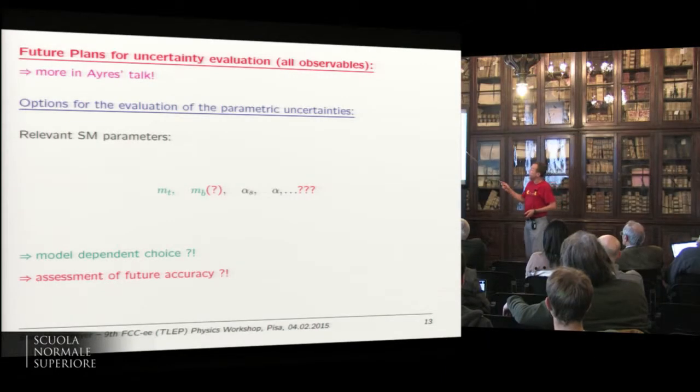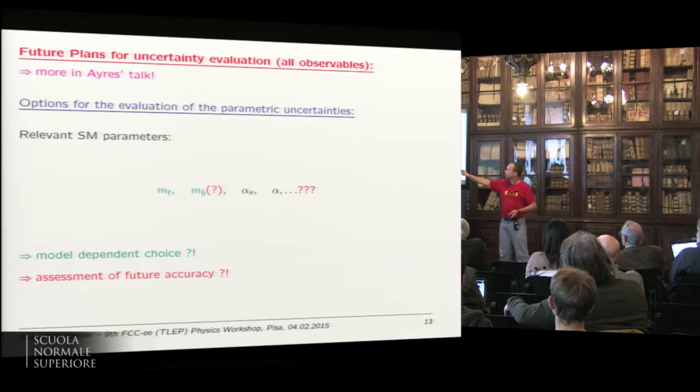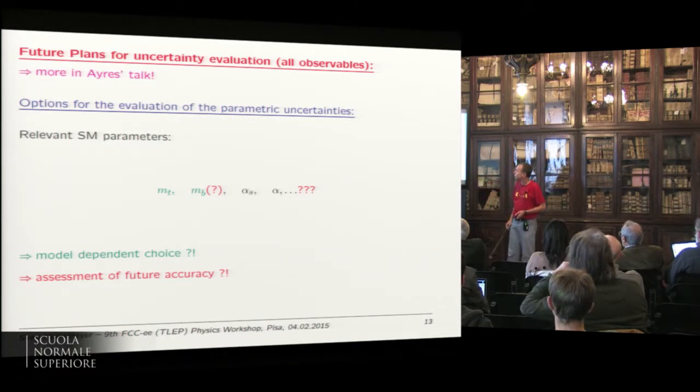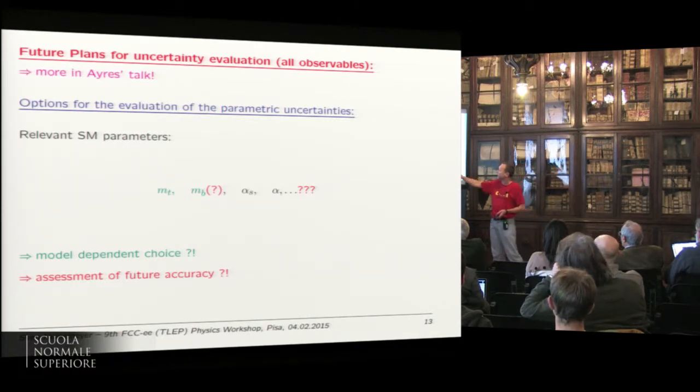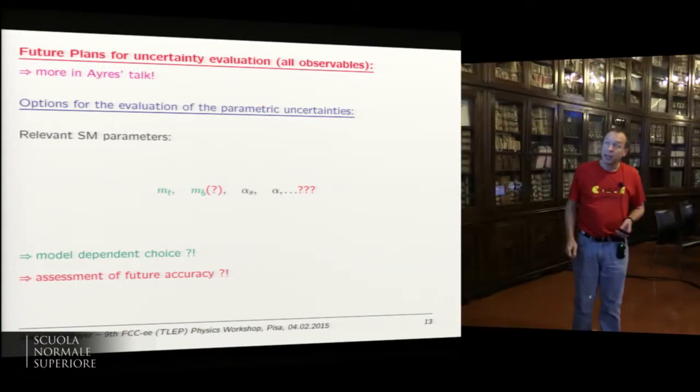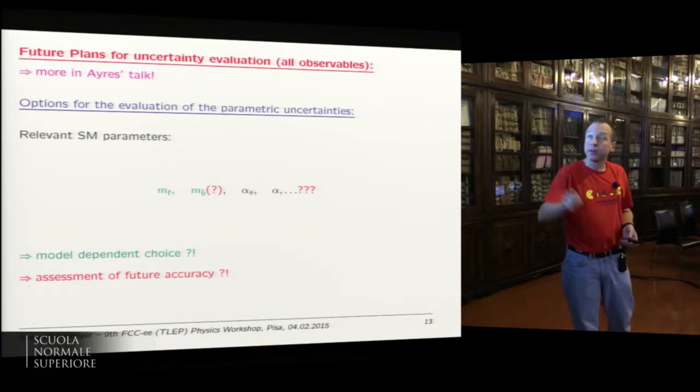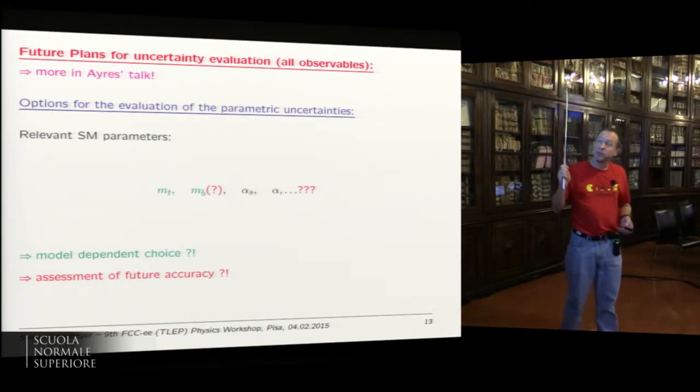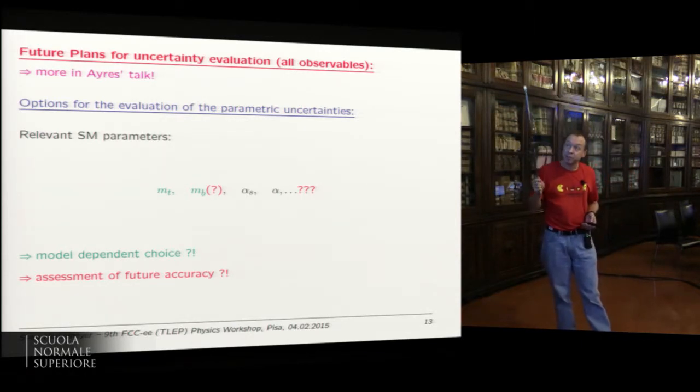Some of the future plans for the uncertainty evaluation, and there will be more in Iris's talk. We have to evaluate the parametric uncertainties, and I just listed here some of the main parameters from the standard model, like the top mass, maybe the bottom quark mass, and then the relevant coupling constants. Then we can use this to assess the future accuracy.